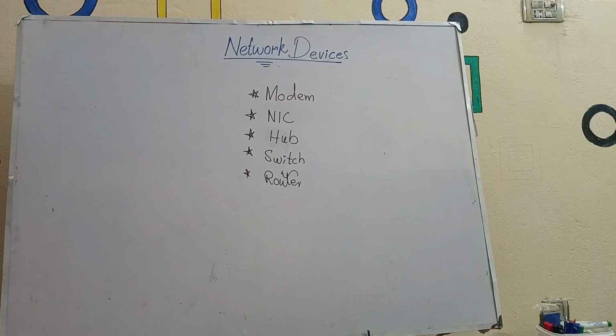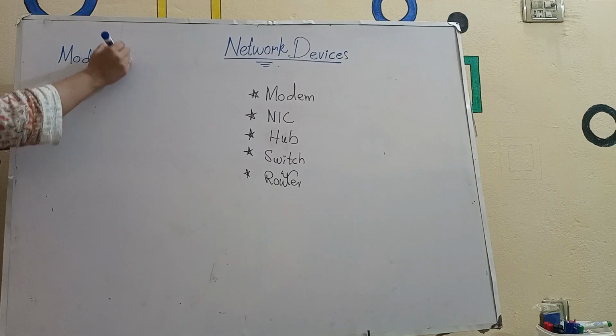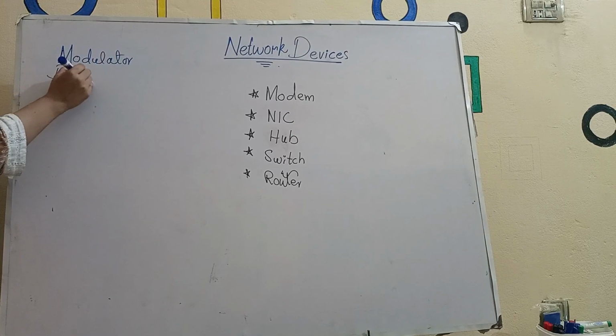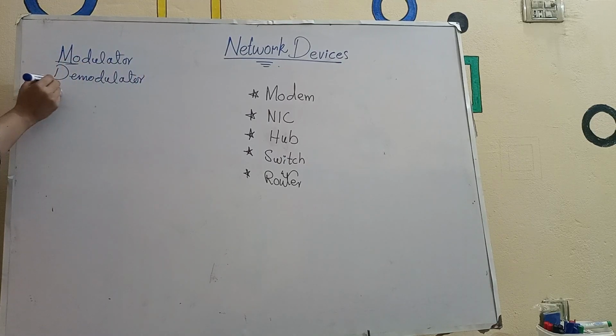So the first device here you can see is modem. So friends, modem stands for modulator and demodulator. Here MO for modulator and DEM for demodulator. So modem was the earlier device that was used to achieve internet services, and it was achieved over a telephone line. Early computers used telephone lines to access the services of the internet. So early computers have modem.